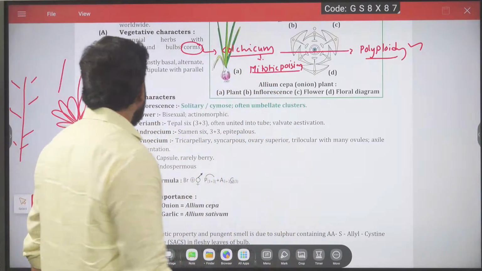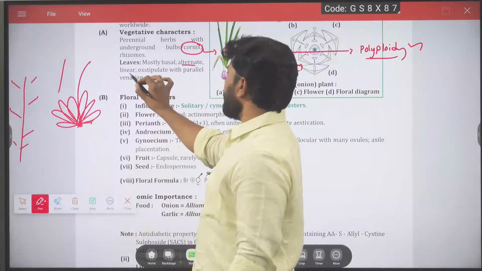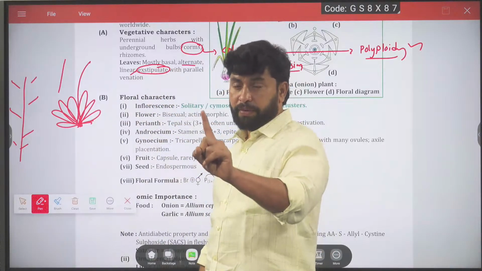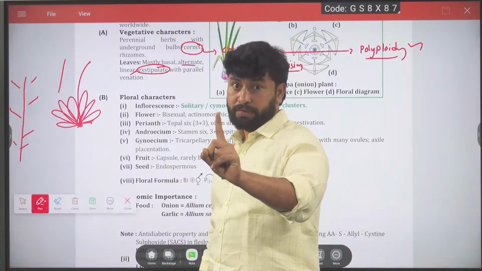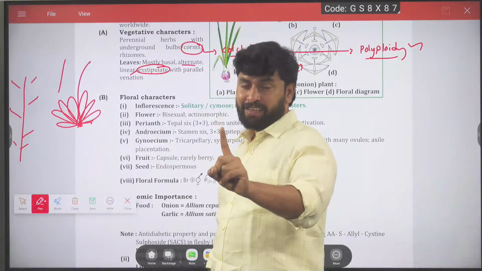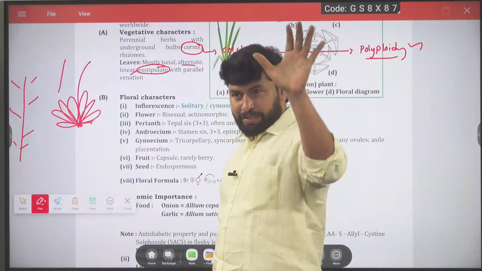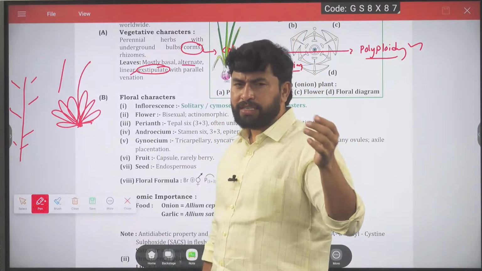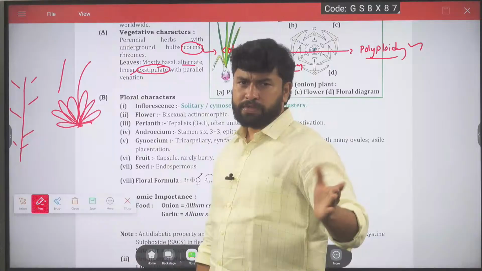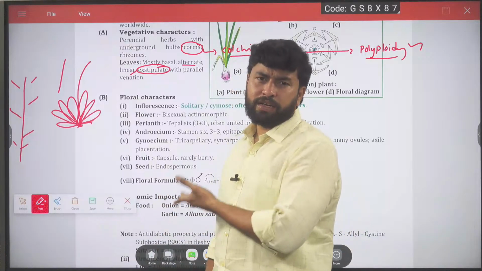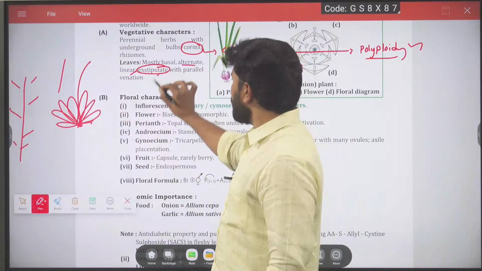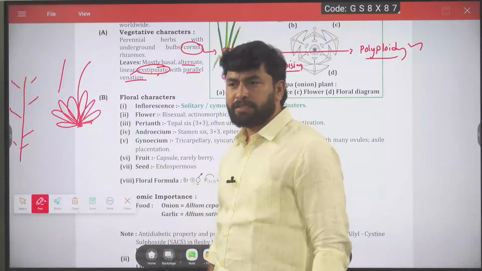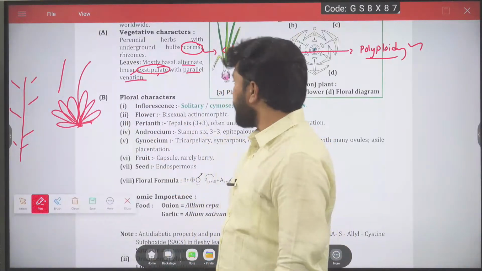Is it okay? And alternate, linear, exstipulate. In one family so far I have mentioned which has stipules. Do you remember what the family was? Fabaceae. When I was talking about Fabaceae, I told you when a family belongs to monocot, it generally does not possess stipules. That's why the monocot members of Liliaceae do not have stipules. Parallel venation. That will be a universal truth because monocots do have parallel venation.